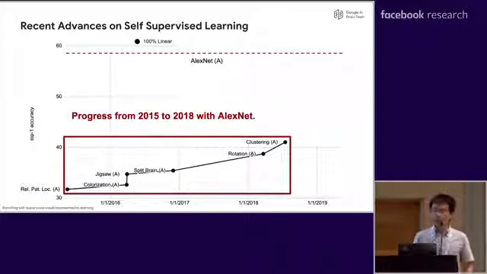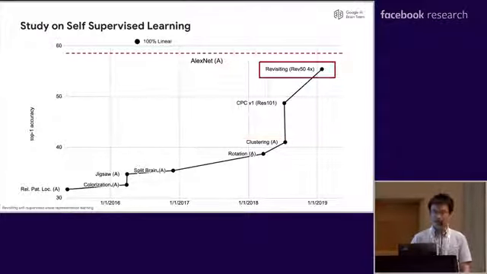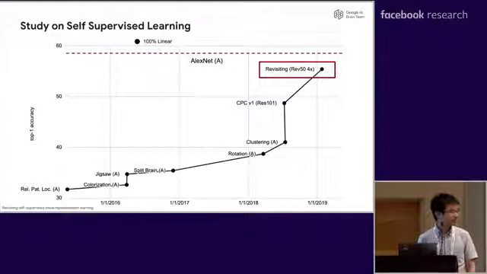I want to show the recent advances in self-supervised learning. Starting from 2015 till 2018, around 4 years, there has been progress from around 32 on ImageNet top-1 accuracy to 42. So it's about a 10% improvement during the past 4 years. And starting from last year, there is a steep rise by switching from the AlexNet architecture to ResNet-like architectures. Here we will make a deep dive into the revisiting paper.